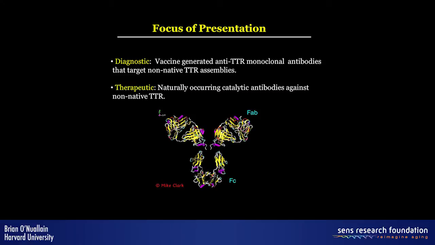help clear TTR amyloid. So for the remainder of the talk, I'm going to focus on my lab's efforts to generate antibodies with diagnostic potential that recognize aggregated TTR without recognizing the physiologically relevant unaggregated protein. And then I'll describe a few slides on Sudhir Paul's work on the therapeutic potential of catalytic antibodies.